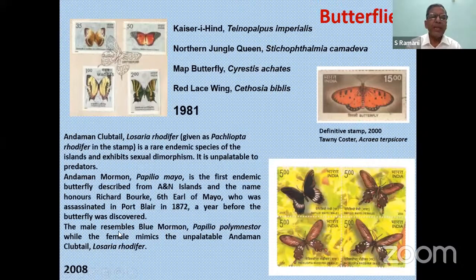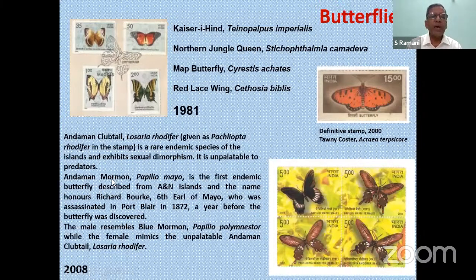Then in 2008, we had the endemic butterflies of the Andamans, which came out. Both the male and the female have been featured here. That is Rosaria rotifer, which is given as Papilio rotifer in the stamp. This actually exhibits sexual dimorphism, as you can see from the stamp itself.